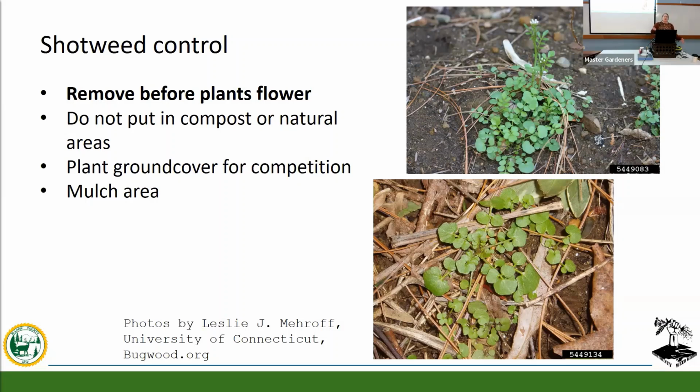One of the reasons this plant is called shotweed is because after it produces seeds, if you pull it or walk through it, you'll feel the seeds shooting all over the place. So that's why you want to start control either before the plant blooms or before it produces seed, because you'll reduce the amount of seeds that you're spreading. And again, plant a ground cover, help add competition and mulch an area. That will help you with control in the future.